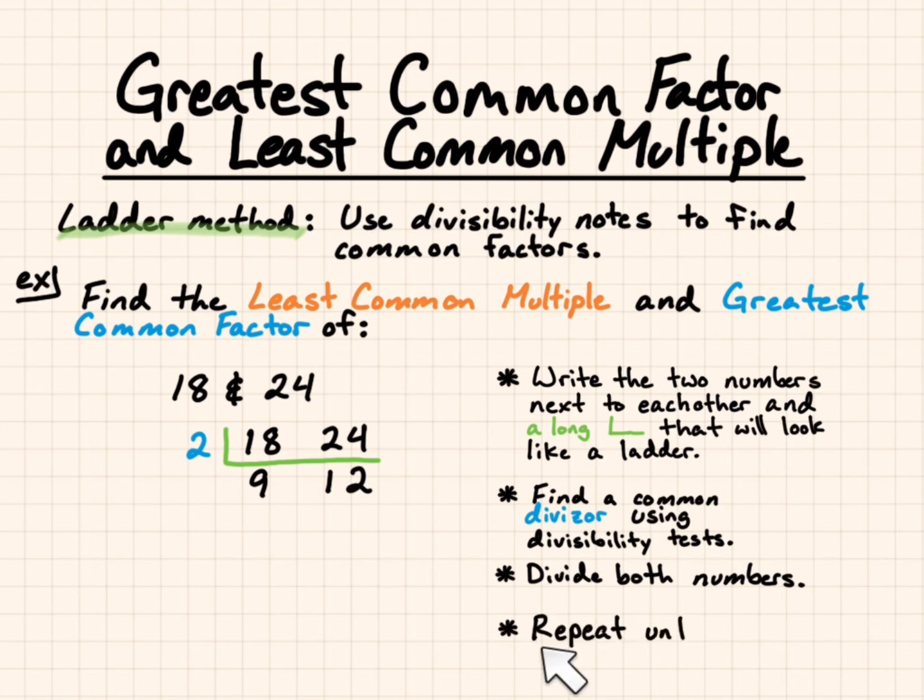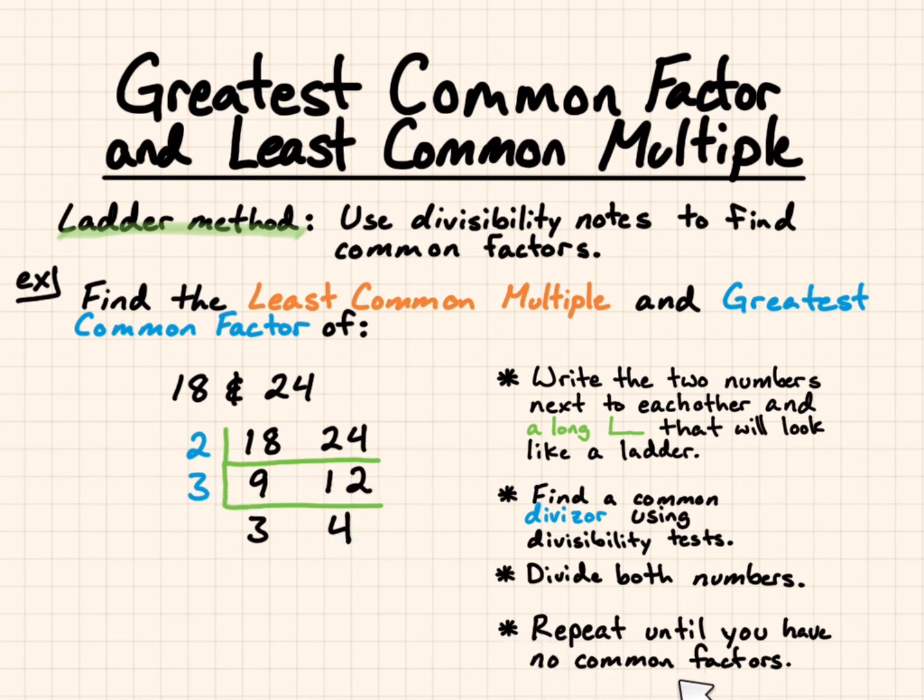You repeat this until you have no common factors. So I see that 9 and 12 can both be divisible by 3. I say they can both be divided by 3, and 9 divided by 3 is 3, and 12 divided by 3 is 4. Now 3 and 4 do not have any common factors. Therefore, I'm done. My greatest common factor is multiplying everything on the left here. 2 times 3 is 6. 6 is my greatest common factor of these two numbers.